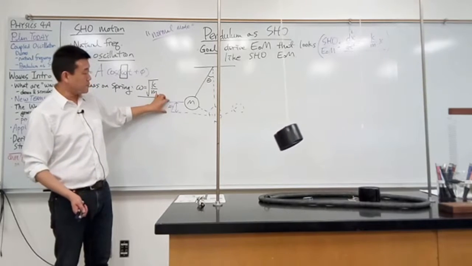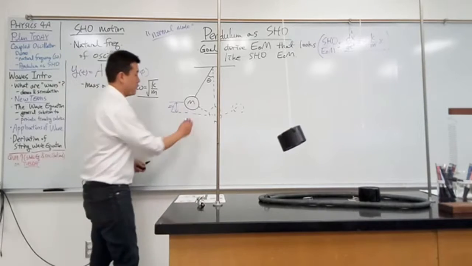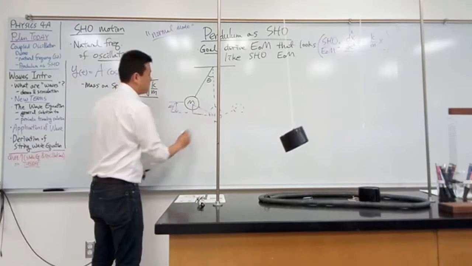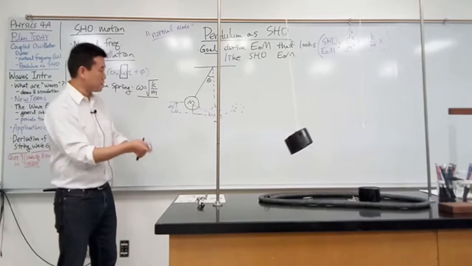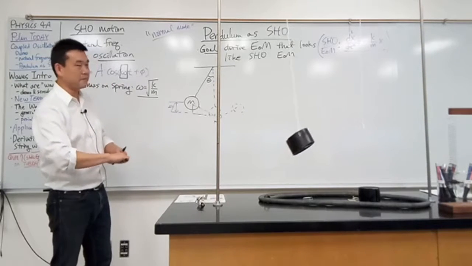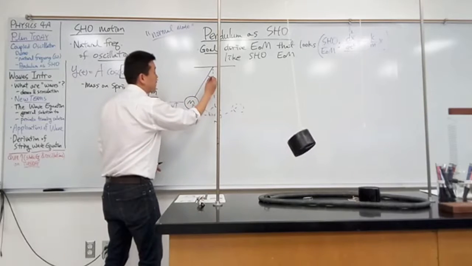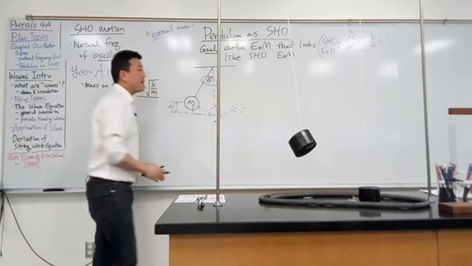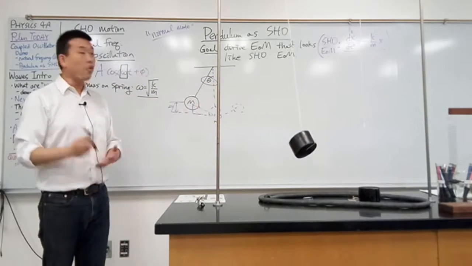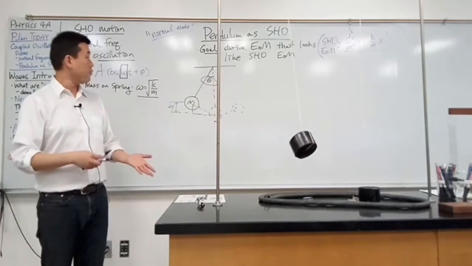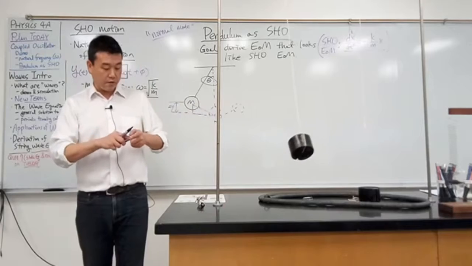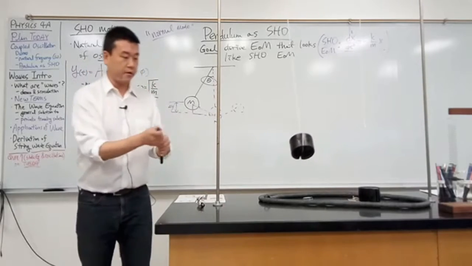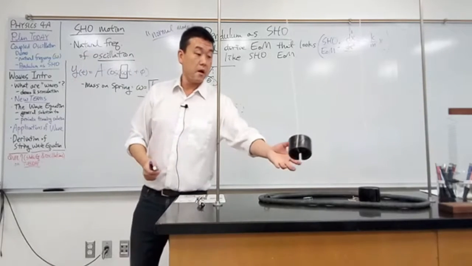Because if you want to figure out this height, it involves trigonometry, and it's harder to compare. So without too much explanation, I'm going to decide to use this theta as my coordinate variable, as the parameter I'm going to use to describe the motion of this.